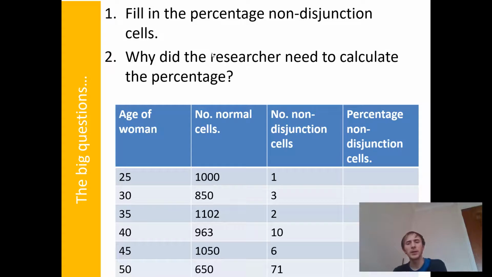That's wrong, because if you think about it, there are actually 1,001 cells, 1,000 of them are normal, non-disjunction there is 1, and so it's 1 divided by 1,001 times 100. Similarly, this should be 3 over 853 times 100, 2 over 1,104 times 100. You should at no point be doing 3 over 850 times 100, because then you have imagined that this is all of the cells, when in actual fact this is just a subset. So the sum you should be doing, for instance, for 50 is 71 divided by 721 times 100.